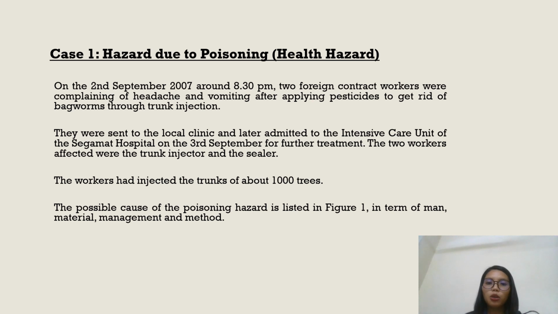Based on our hazard identification, we could only find one hazard, which is the hazard due to poisoning, which we classify as a health hazard. So on the 2nd September 2007, around 8:30 p.m., 2 foreign contract workers were complaining about headache and vomiting after applying pesticide to get rid of bagworm through trunk injection.